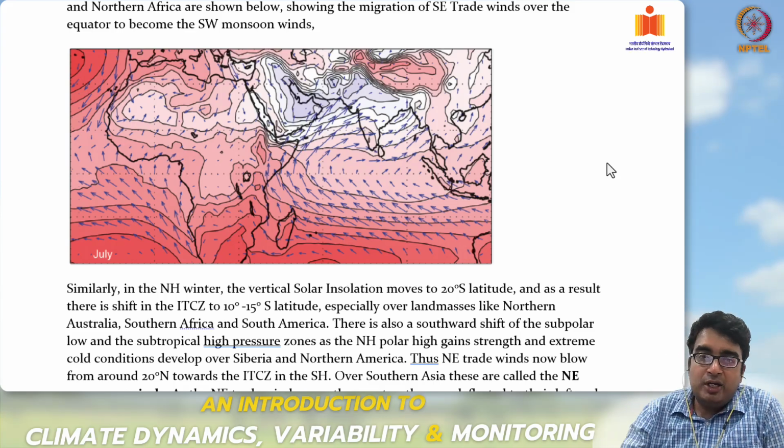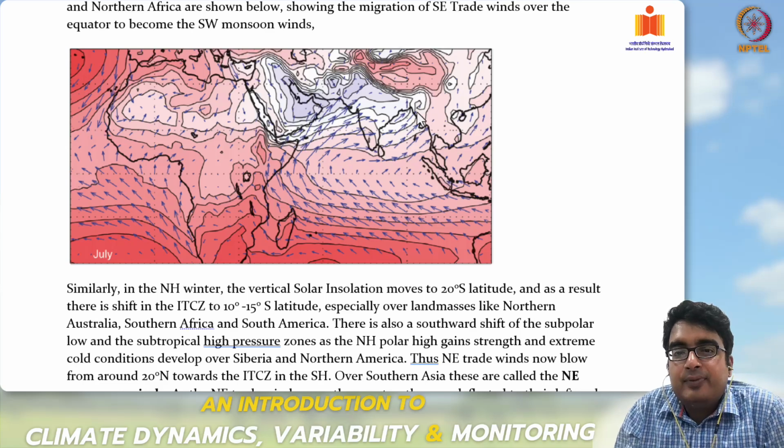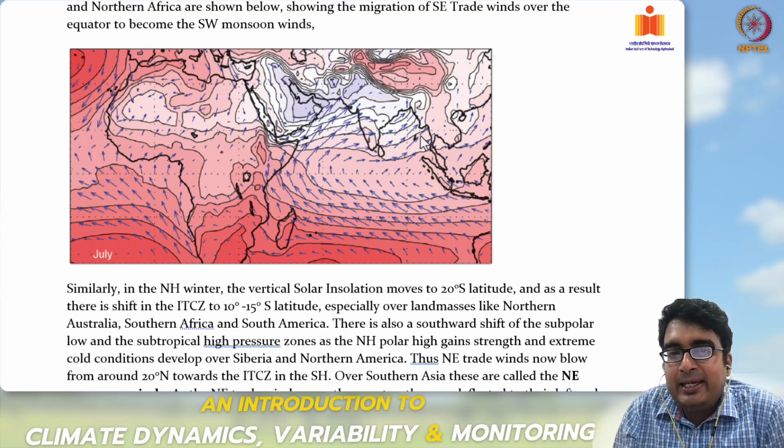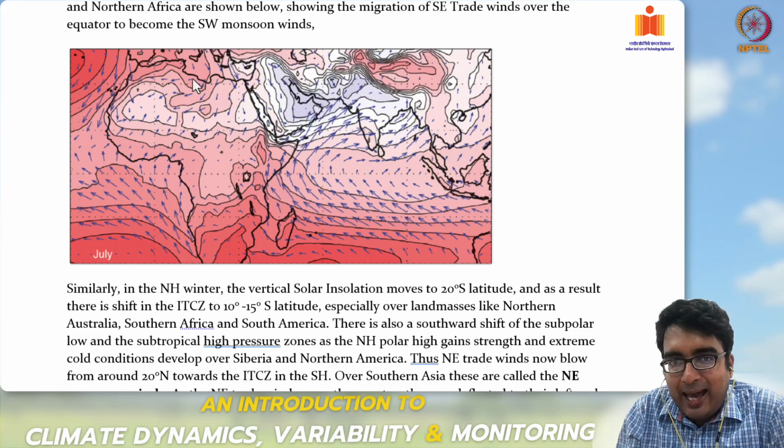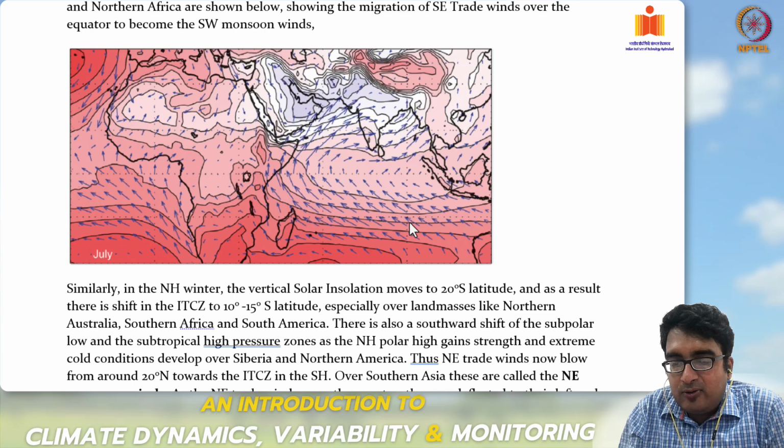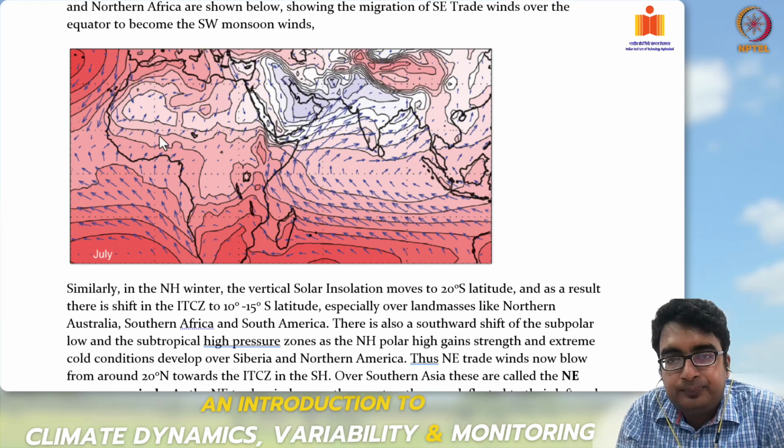The northward shift in the summer months causes the low pressure belt to lie in the Indian subcontinent, Arabian Peninsula and northern Africa, causing the southeast trade winds from the southern hemisphere to move across the equator and become the southwest monsoon winds, bringing rain to the Indian subcontinent and regions of Southeast Asia and the African Peninsula in Western Africa.